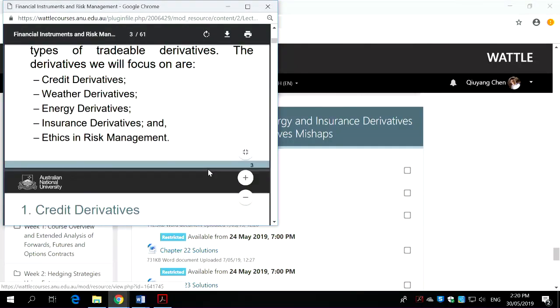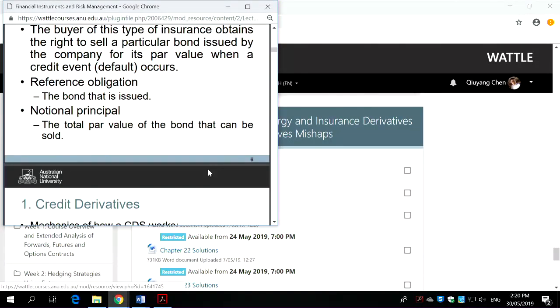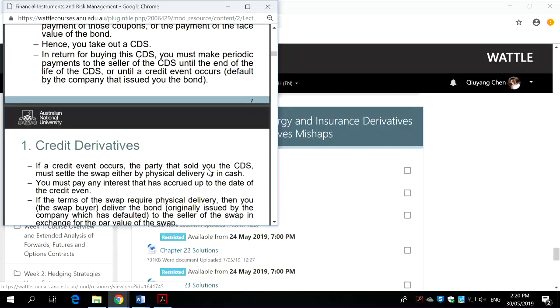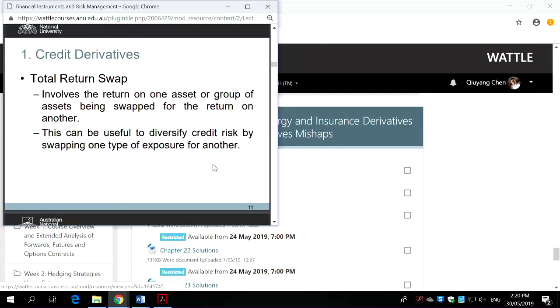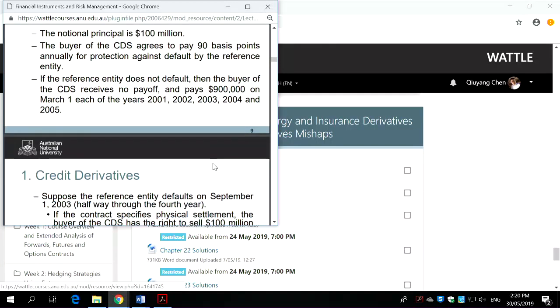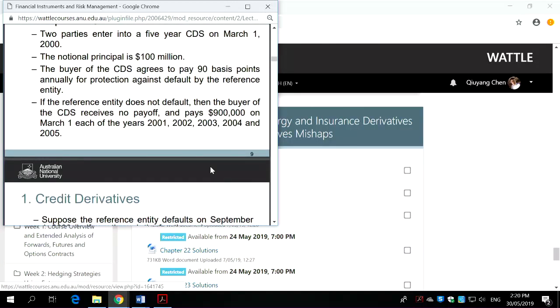Week 11, what you need to know. As I mentioned, you need to know credit default swap. You need to know the total return swap. Remember the CDS, we've learned two methods of settlements.